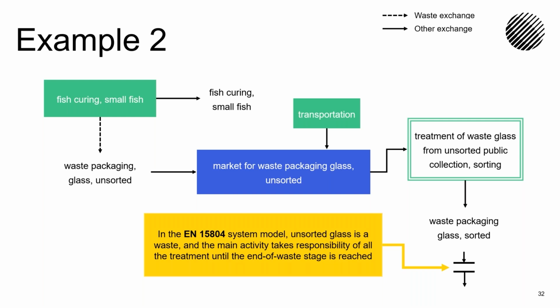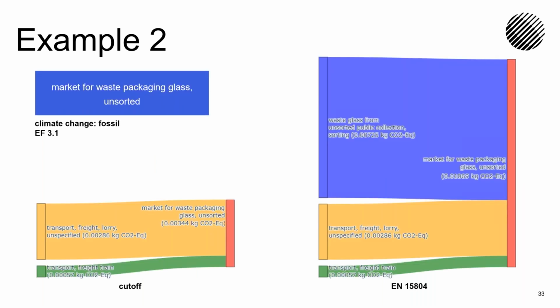Now, from the point of view of market for waste packaging glass unsorted, we can see that this can give pretty different results compared to what we have seen before. Because right now, we don't need to account only for the transportation, but also for the collection and the sorting of the glass. As a matter of fact, if we consider the impact climate change fossil, in the cutoff system model the GWP is less than half of the impact for the same unit process, the same market for waste packaging glass unsorted, compared to EN15804.